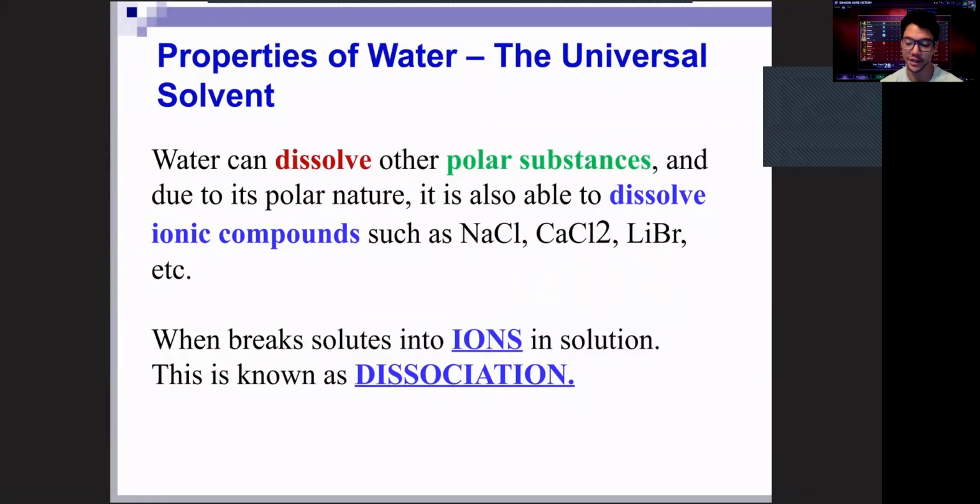When it breaks down solutes into ions in solution, this is known as dissociation. The dissociation is what happens with these ionic compounds. When you do chemistry, this becomes important later. It tells you how many moles of solution you get, and it ends up being like 2 moles of each of these. You know, it's not like if you had 1 mole of sodium chloride, you end up with 2 moles of each at the end.